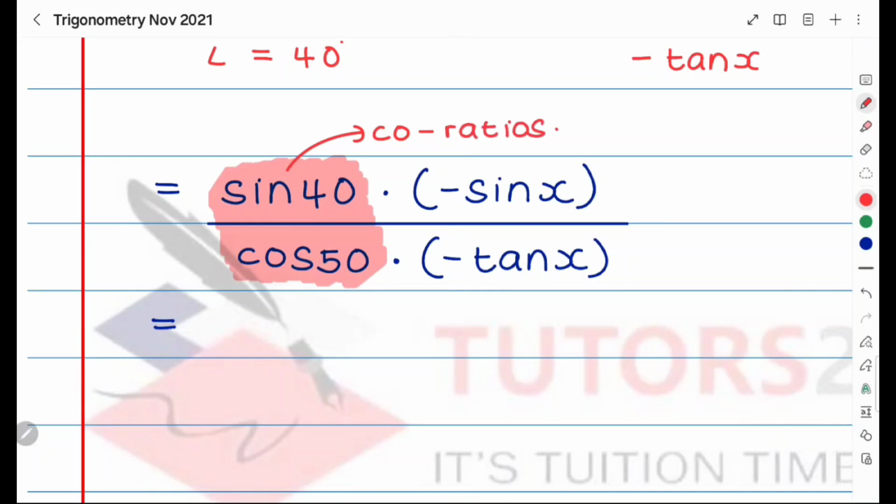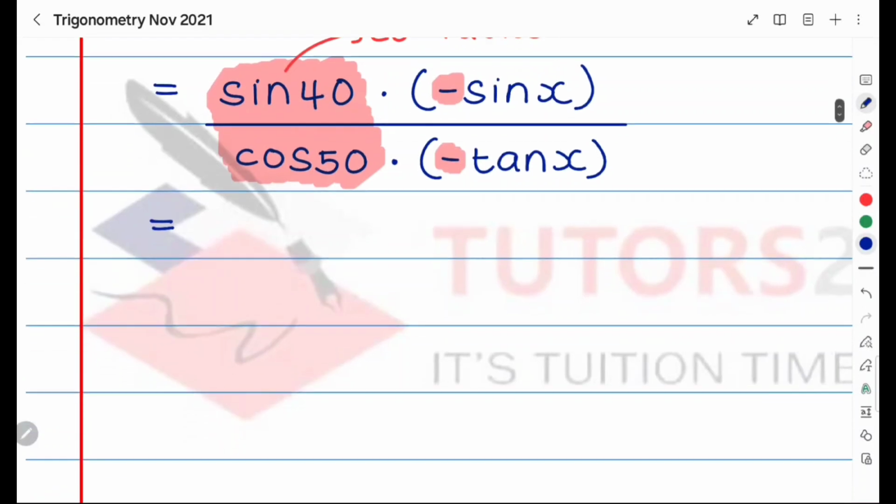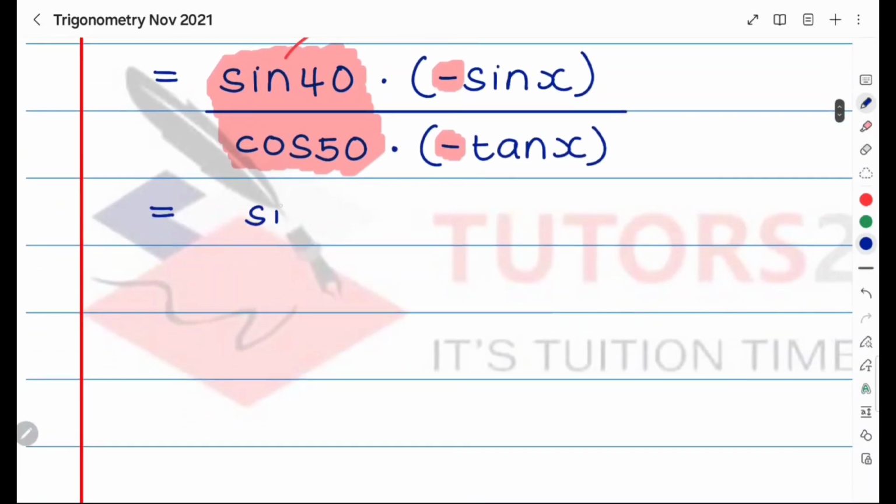So keep in mind that when the angles add up to 90 degrees, when you have sine and when you have cos, and one is a numerator, one is a denominator, they're going to cancel out because they are co-ratios. Another important thing to take note of is that the two negative signs will also cancel each other out, therefore leaving you with positive sine x over tan x.